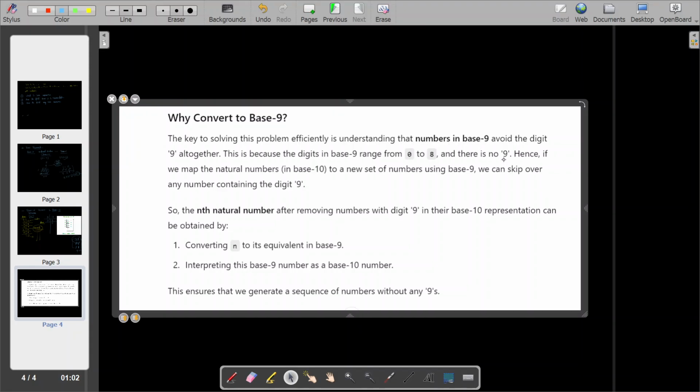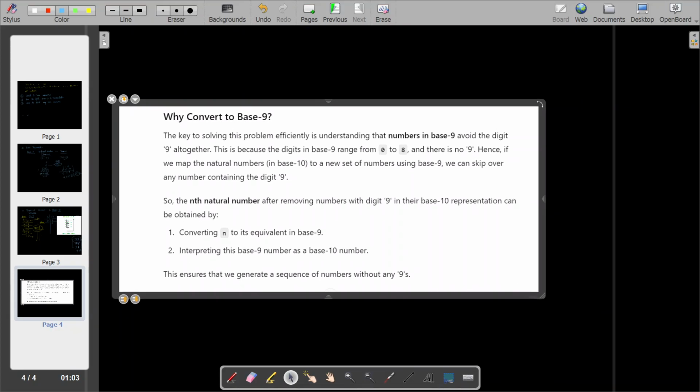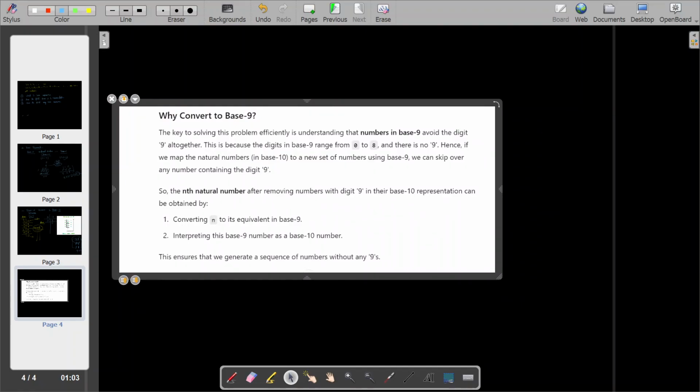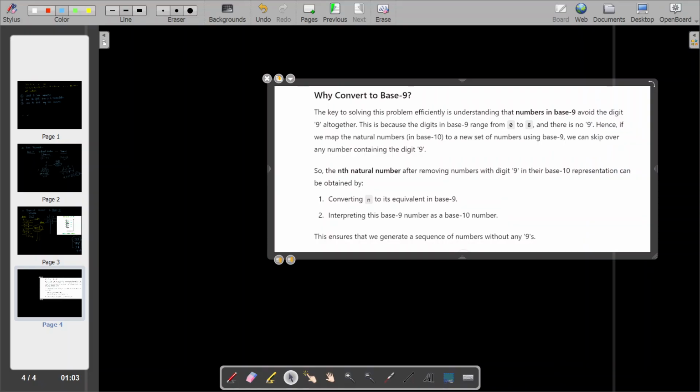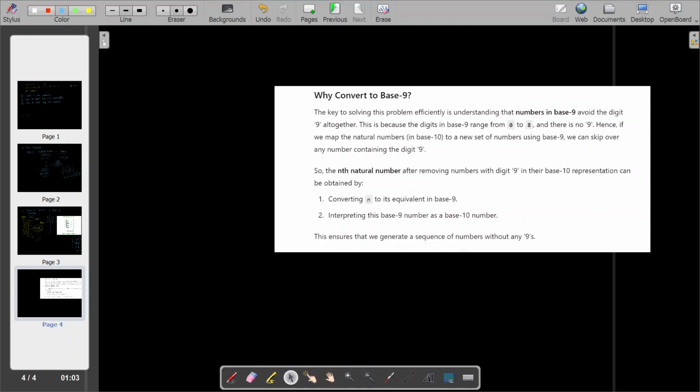So if we map natural numbers, like 1, 2, 3, 4, 5, into a new set of numbering using base 9, we can skip over any number containing the digit 9. The nth natural number after removing the digit 9, I think you will get a little bit of a hint from here. Why are we converting to base 9? If we convert this into base 9, there will be no digit 9, and we interpret this base 9 number as a base 10 number.